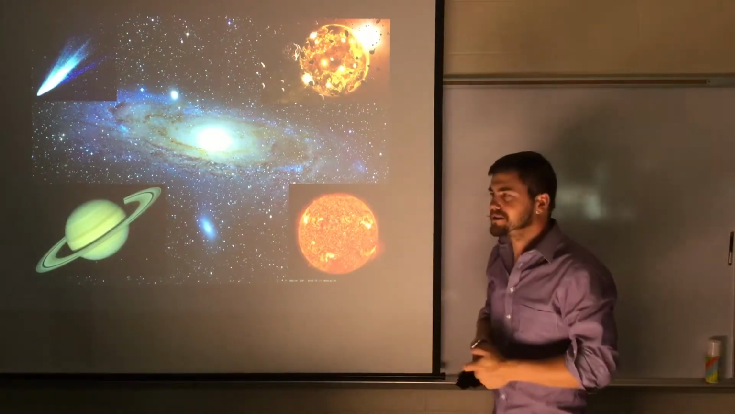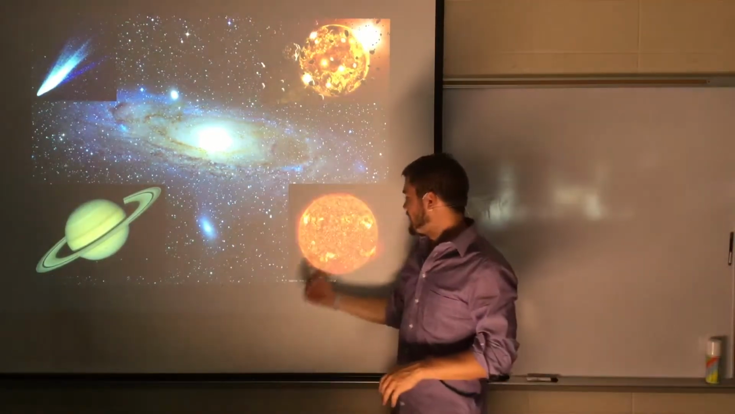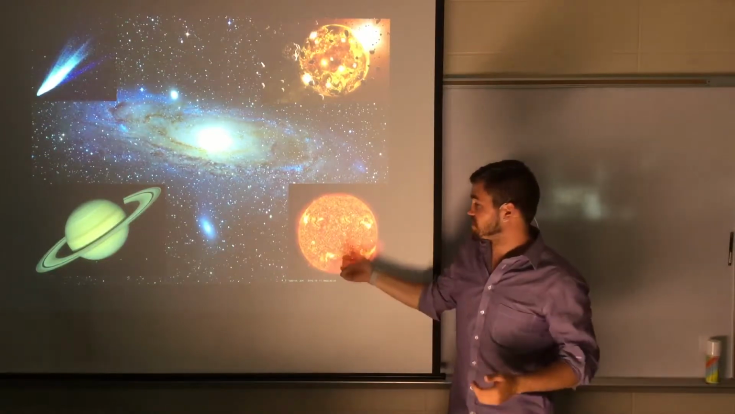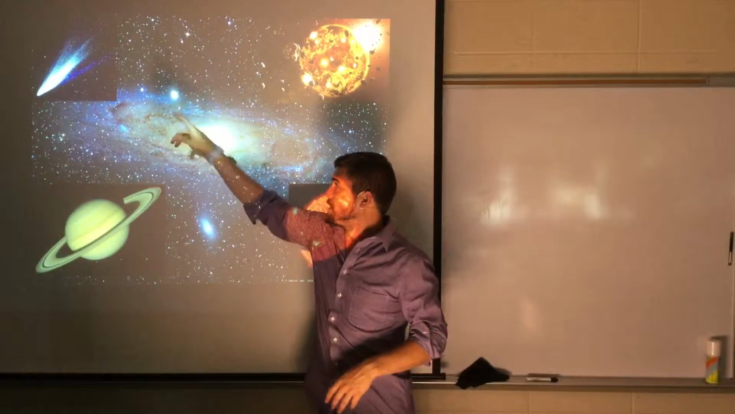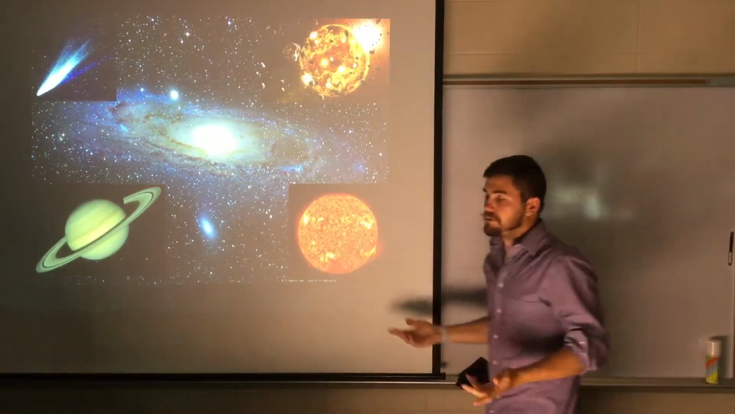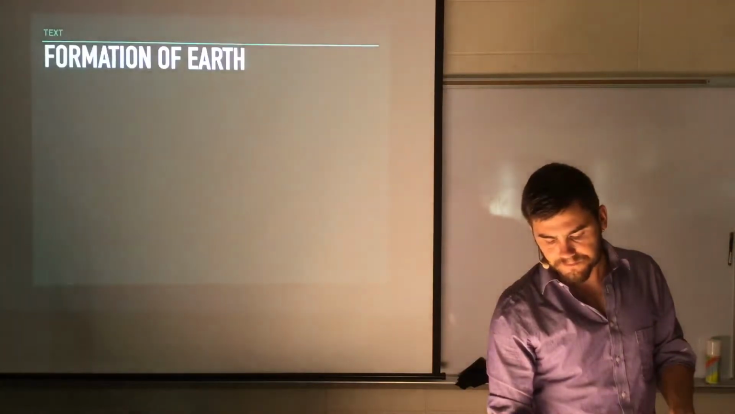We'll actually talk today a little bit about how Earth formed. Here's a galaxy. This is a star. We'll actually spend a lot of time on the characteristics of stars. We'll take a look at the other planets, and there we see a comet. So we'll look at the other members of our solar system.